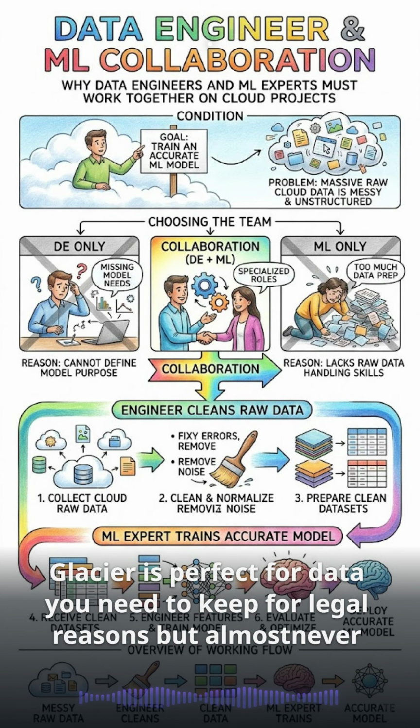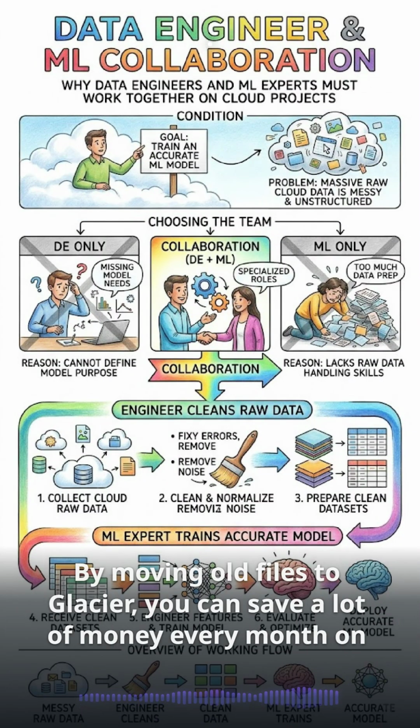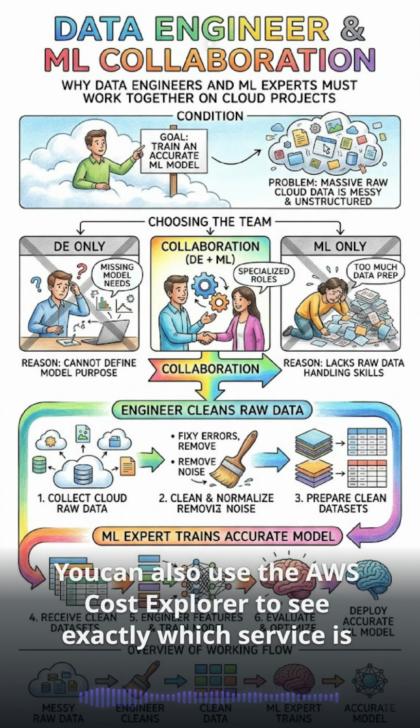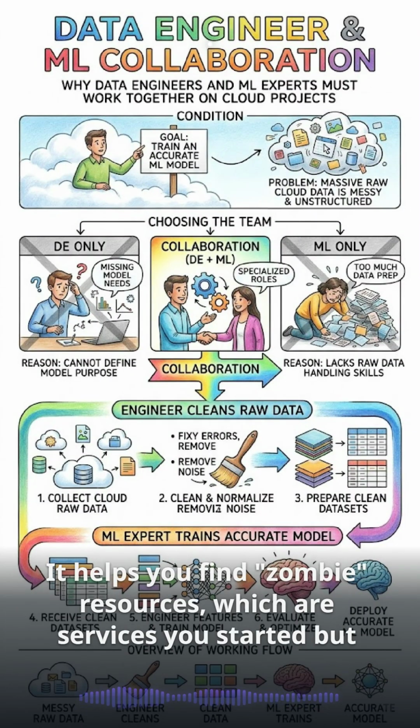Glacier is perfect for data you need to keep for legal reasons but almost never need to look at. By moving old files to Glacier, you can save a lot of money every month on your cloud bill. You can also use the AWS Cost Explorer to see exactly which service is costing you the most money. It helps you find zombie resources, which are services you started but forgot to turn off when you were finished.